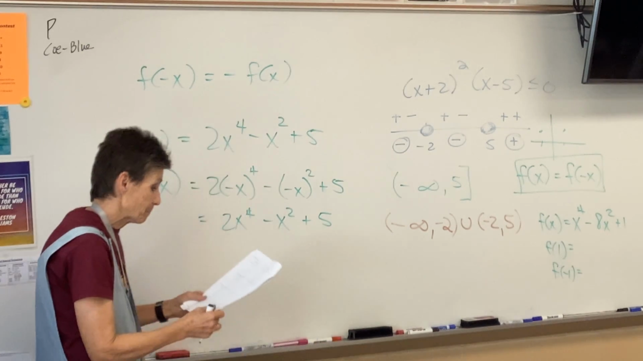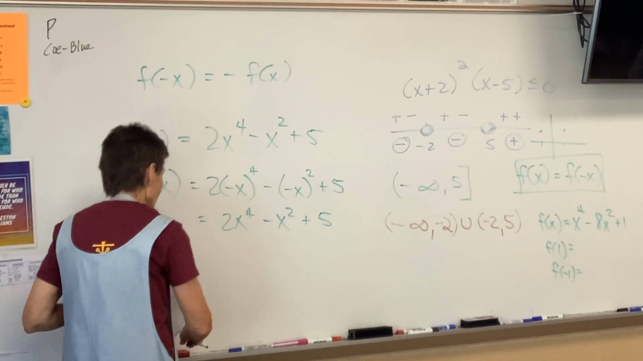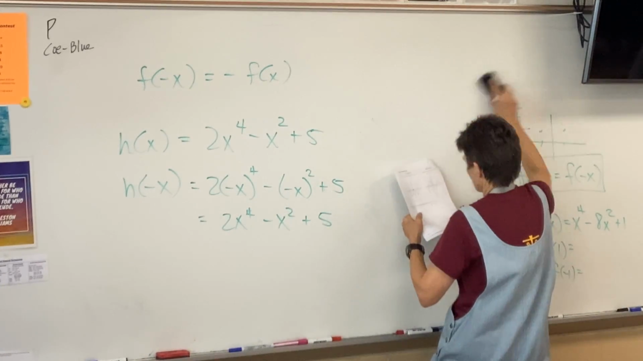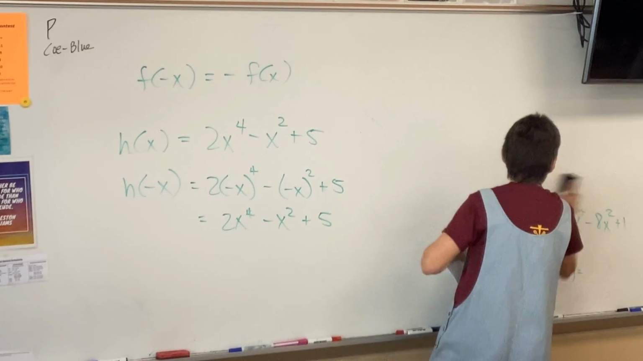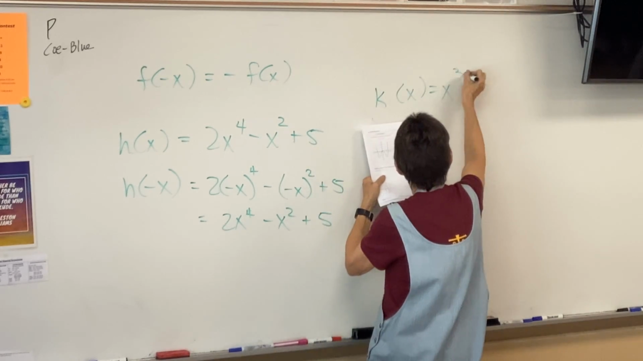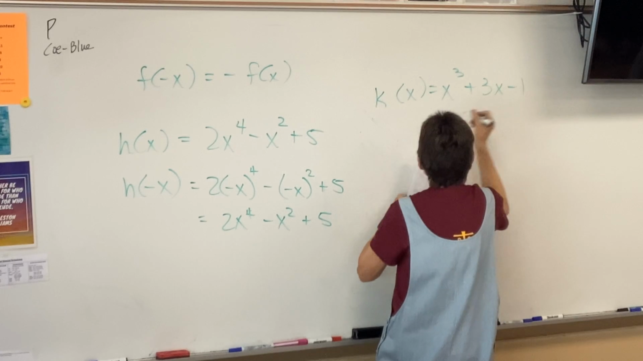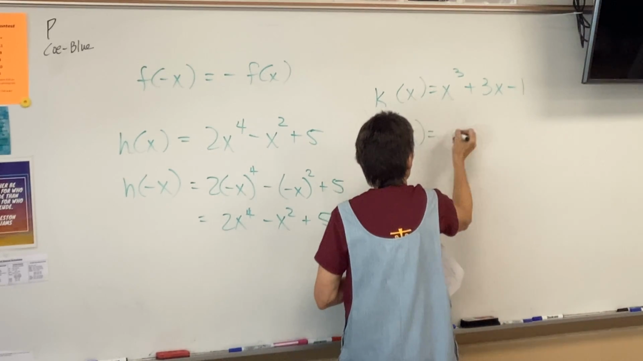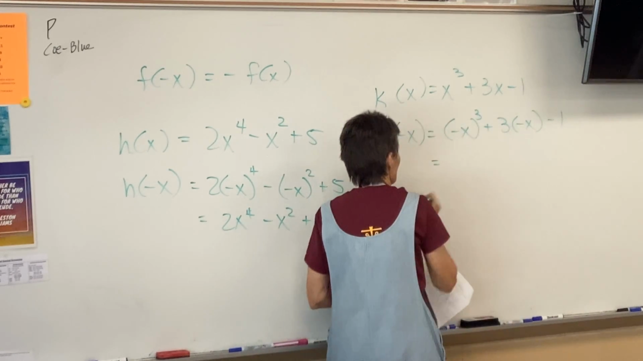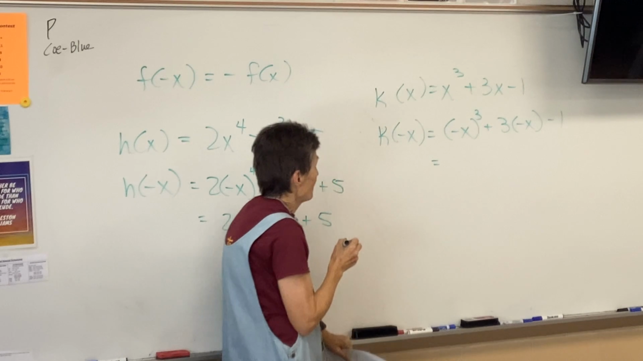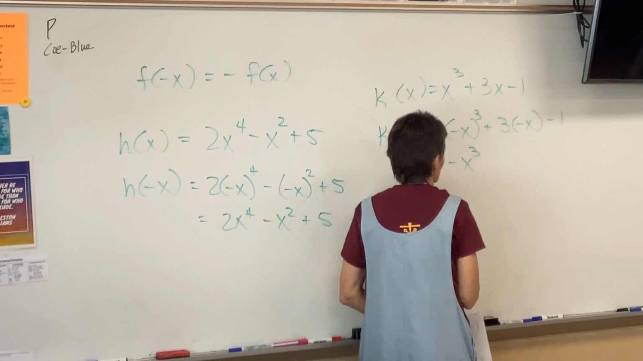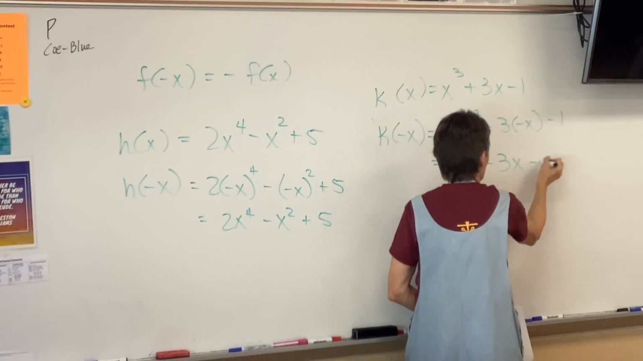All right, how about B? Even, odd, or neither? Well, let's evaluate k of -x and see what happens. So here's k of x. Now k of -x equals -x cubed over -x minus 1. All right, let's see what happens here. What's that going to give me? -x cubed minus 3x minus 1.